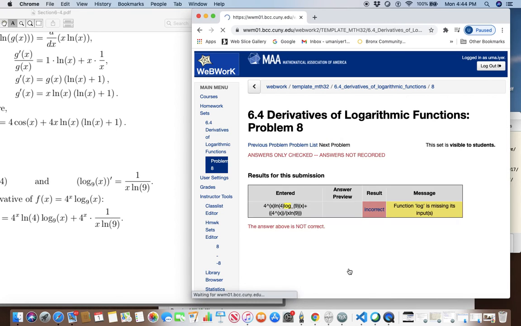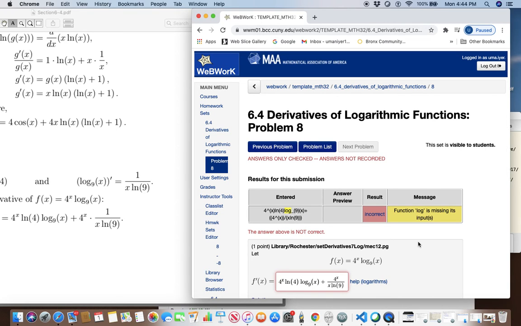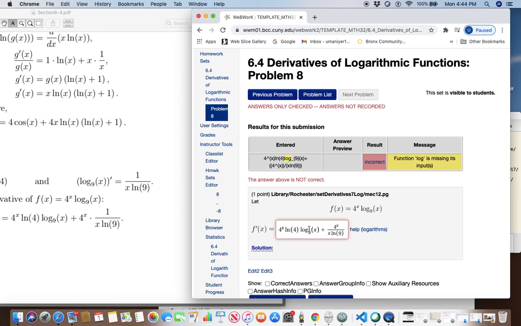Let's check. Log is missing inputs. Oh, I see. It probably doesn't know this. So what is log base 9? Log base 9 is nothing but natural log over natural log of 9. Now let's try.